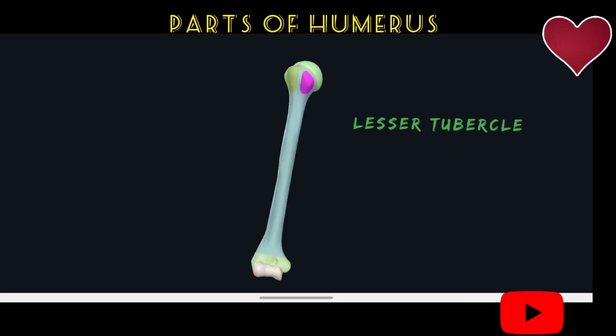And next, the lesser tubercle. It is also called the tubercle of Weber, a small eminence found on the anterior aspect of the proximal end of the humerus. It projects anteriorly from the junction between the anatomical neck and the body of the humerus, and it is located anteromedial to the greater tubercle.